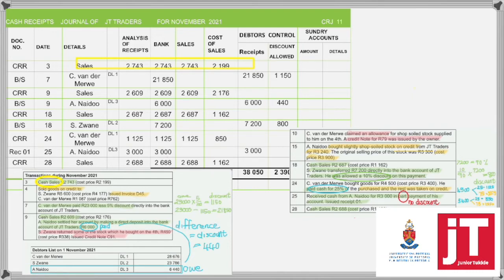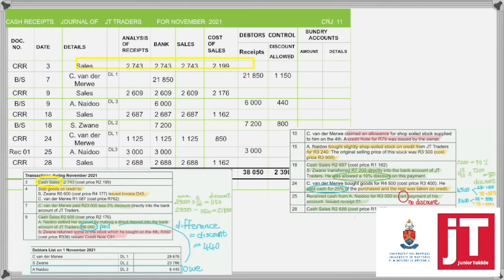Now the analysis of receipts is like your till. So all cash received must go into your analysis of receipts. And CRR stands for cash receipts or cash register roll. So in other words, the receipt coming from your cash register. So if it's CRR, it has to go into your cash register, which is similar to your analysis of receipts column. Then at the end of the day, we bank. What was it for? Sales. And then you record the cost of sales for each transaction so that we can calculate profit easily at a glance.